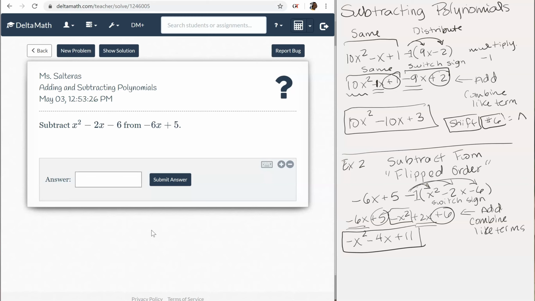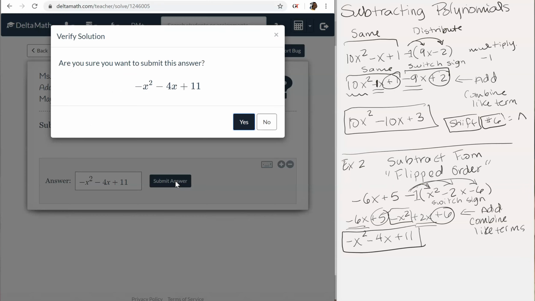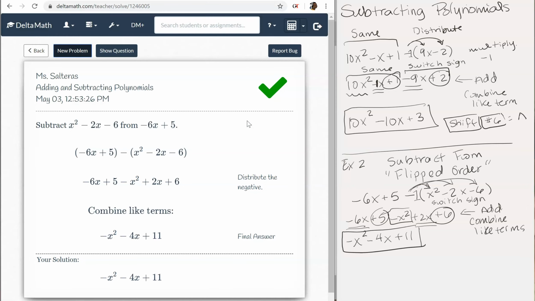Go ahead and plug that into your answer field, -x. Press shift, hold shift, press 6. It'll give you the exponent part, -4x plus 11. And go ahead and press submit, press yes, and that is it.